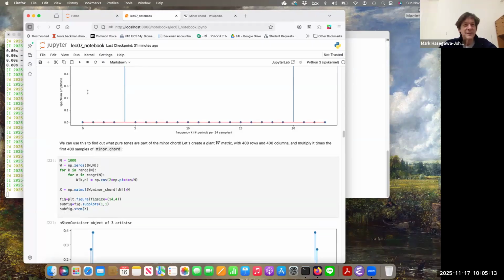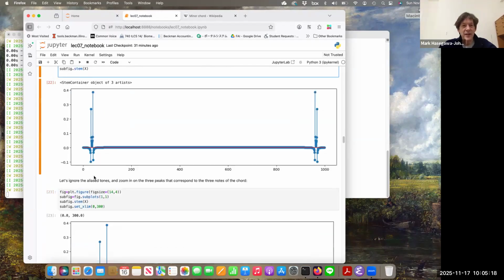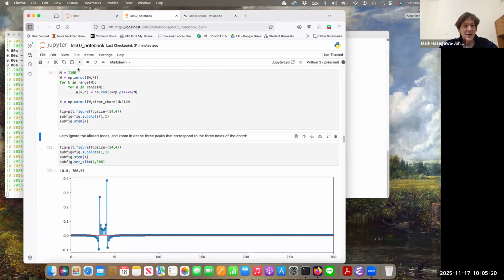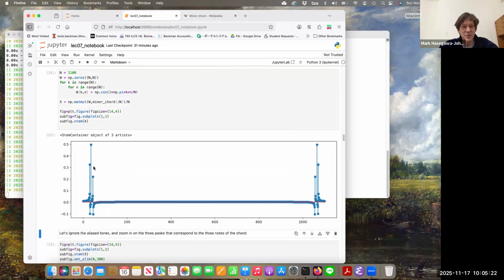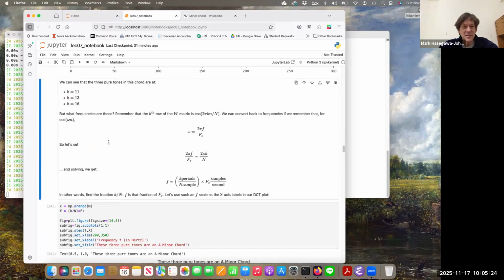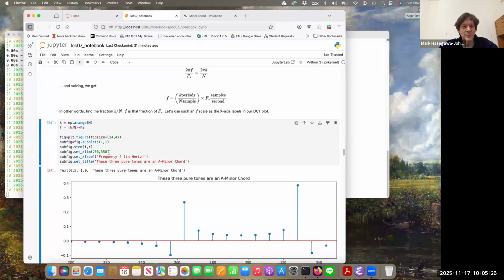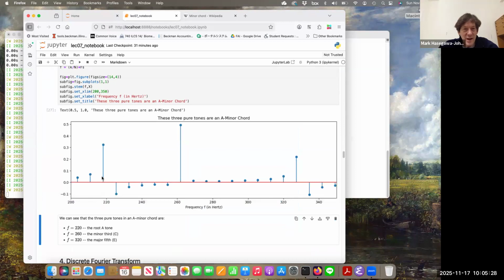Let's try 1,100 samples. There we go. Now we're getting three complete peaks. All right, let's show those three complete peaks zoomed in. There are those three peaks. And let's zoom in again and show them converted from K into hertz. Now we have one at 219 hertz, one at 260 hertz, and one at 330 hertz, roughly.